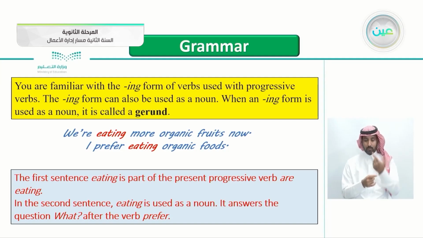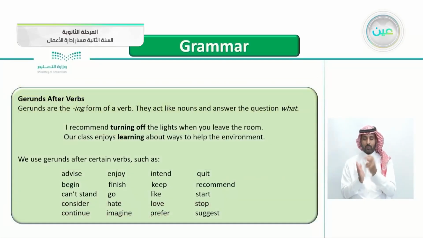In the second sentence, I prefer eating organic foods. Eating is used as a noun. So eating here is a noun, not a verb, because nothing is happening here. It answers the question what after the verb prefer. So prefer eating. So let's jump to the grammar itself now.